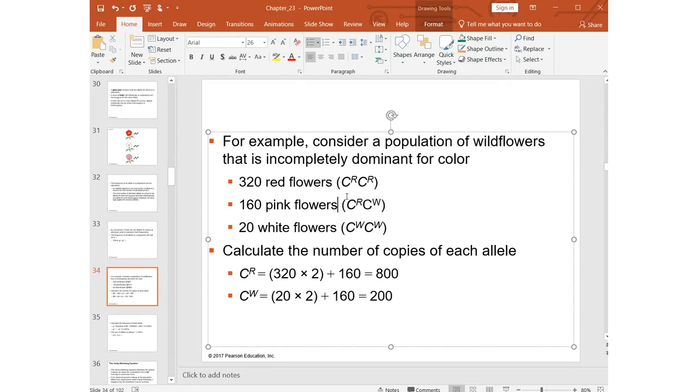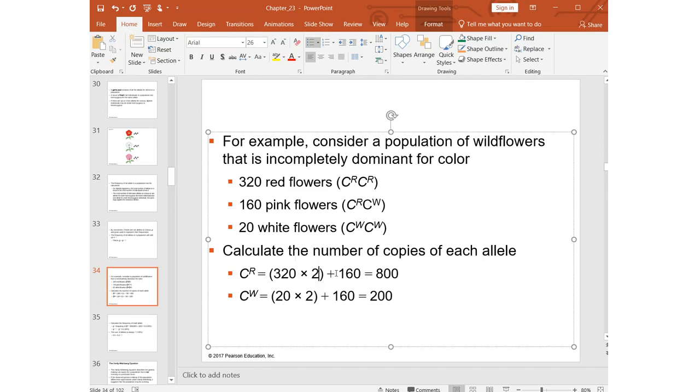Okay, so basically these individuals each have 2 white alleles. If you're looking for the total number of red alleles, you can't just look at the red flowers, because every individual that's heterozygous for flower color has 1 red allele. So now if you calculate the number of copies of each allele in the population, there are 320 red flowers, but each of them has 2 red alleles.